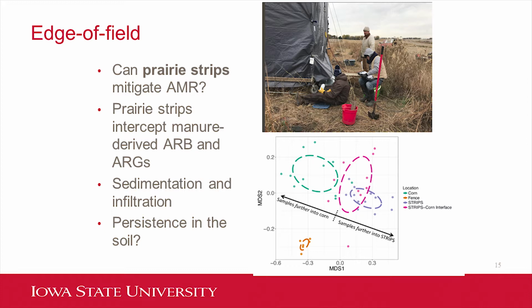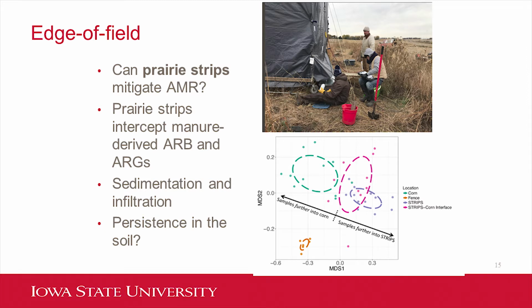So the picture there is of some rainfall simulation experiments that we conducted this past fall. And then the figure is showing essentially differences in the microbial community across a gradient starting in the field and then moving into the prairie strip. So you can see the green section, that's the microbial community in the soil that was planted to corn. There's kind of a striped corn interface, and then as you move deeper into the prairie strip, you could see that the community shifted, and we could see differences there.